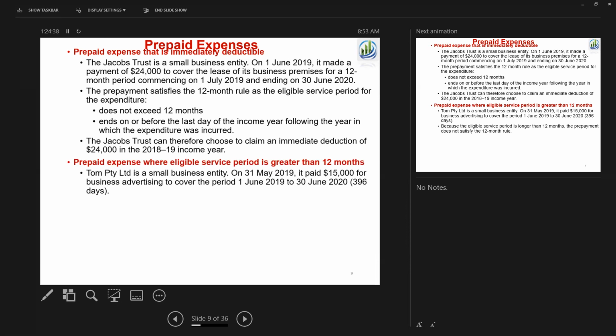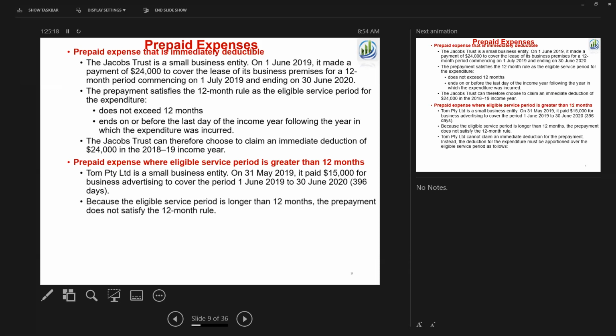So the second example: Tom Private Limited, a small business entity, paid $15,000 to cover advertising costs from 1st of June 2019 to 30th of June 2020. All right. So step number one, this is advertising, not excluded expenditure, so we only need to test the 12-month rule. The small business entity, yes. What is the eligible service period? 12 months? No. You can see 1st of June 2019 to 30th of June 2020. Therefore, that's over 12 months, almost 396 days. We cannot use the prepaid expense rule.